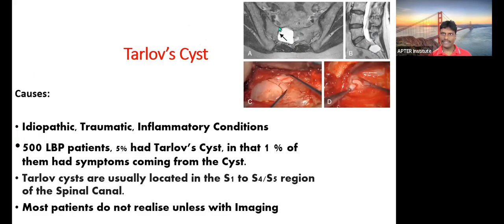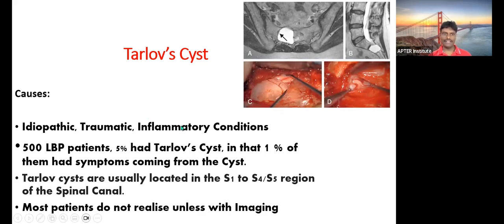You see the MRI, the coronal view and the sagittal view. In both views, you can really appreciate a well-defined cyst in the sacral region. Down below, you could see a real Tarlov cyst for a patient who was undergoing a surgical drainage of the cyst. So the surgeon will do a surgical exploration and then he'll be draining it. That is what is shown in the picture here.